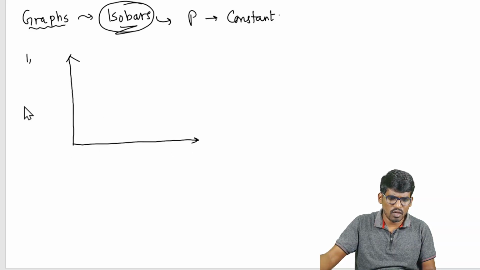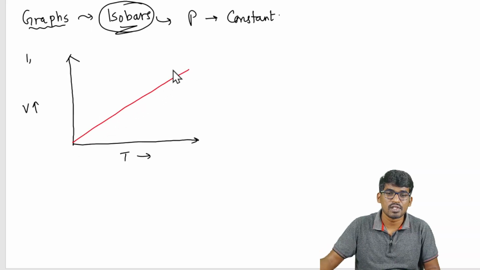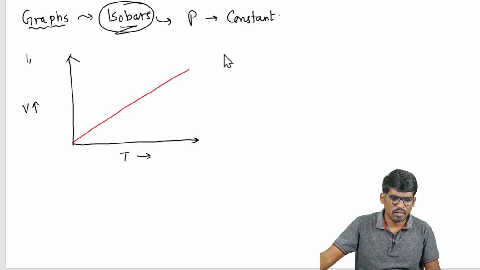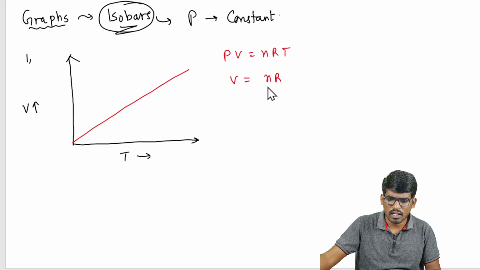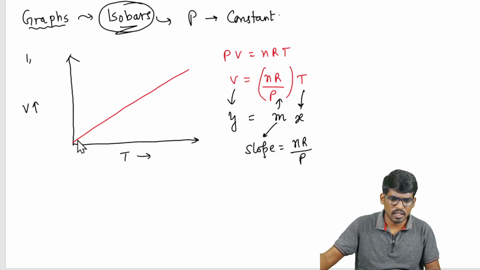Statement 1: volume and temperature are directly proportional to each other. Directly proportional means obviously we get a straight line passing through the origin. And you are aware of the ideal gas equation, PV = nRT. So V = (nR/P) T. This is volume on the y-axis, and on the x-axis we have temperature. This will be m, where m is nothing but the slope. What is the slope then? Slope will be equal to nR/P. So you will get this graph.